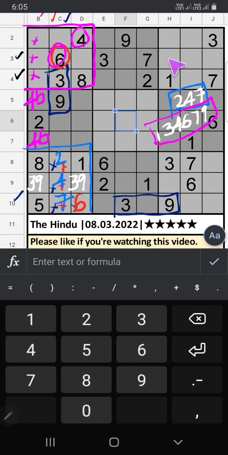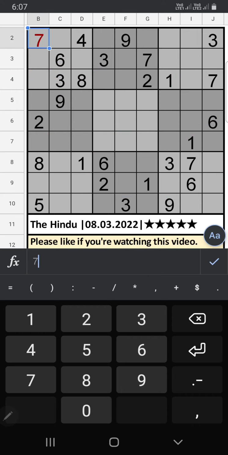Third row and fourth row, we have 7. So 7 can't come in these cells. The 7 is confirmed here. Fourth row, we have 1. So 1 can't come in this cell. Then 1 is confirmed here. Only 2 numbers are remaining, 3 and 9. First grid, we have 3, so 3 can't come in the cell. 3 is confirmed here, the 9 is here. We can confirm 9 is here.